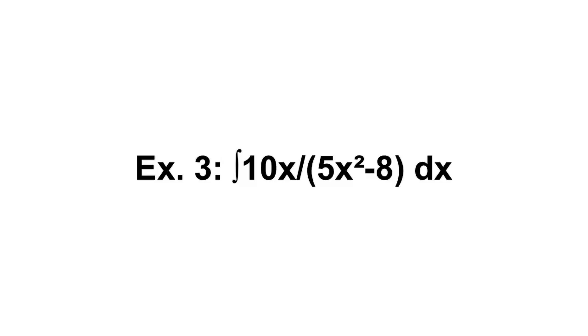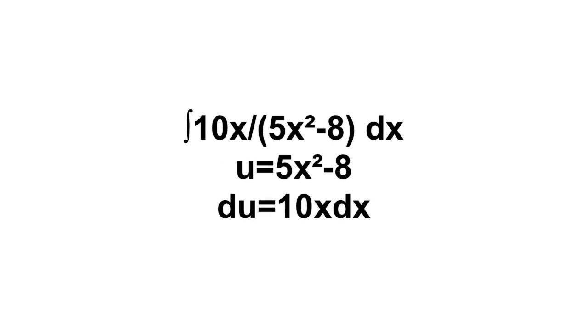Now in this example, there's not really an obvious inside function that you can do a u sub for, but you can figure out which one to u sub for if you recognize that 10x is the derivative of 5x squared. If you let u equal 5x squared minus 8, its derivative would be du equal to 10x dx, which is already in the original problem.